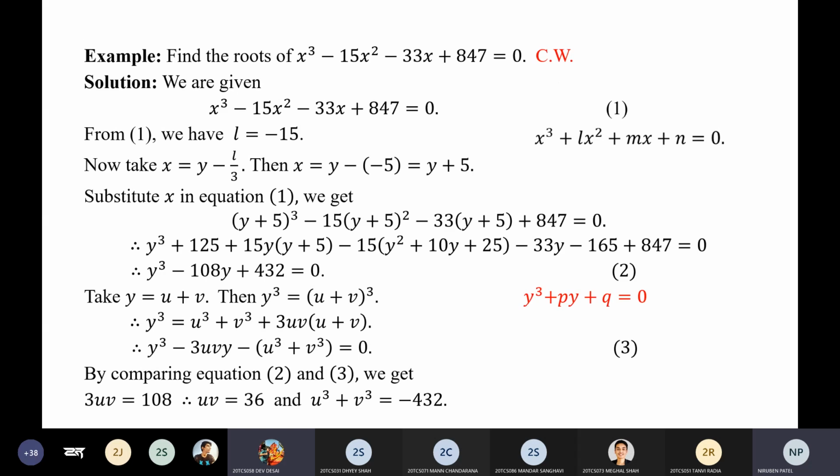So what are we doing here in this Cardan's method? What is the first step? X equals y minus L by 3. But before that, we will check whether the x cube coefficient is 1 or not. If yes, then we will directly do y minus L by 3. But if no, then first we have to divide it, right? Yes, ma'am. Right. Then after that, from this y minus L by 3, we will have x.